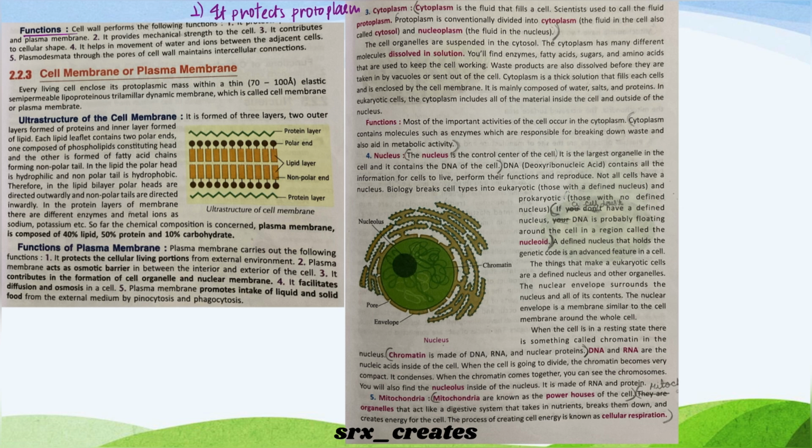Now movement of water, that is why the word permeable is there. See, water and ions, if the wall is not permeable, how can water and ions pass through?